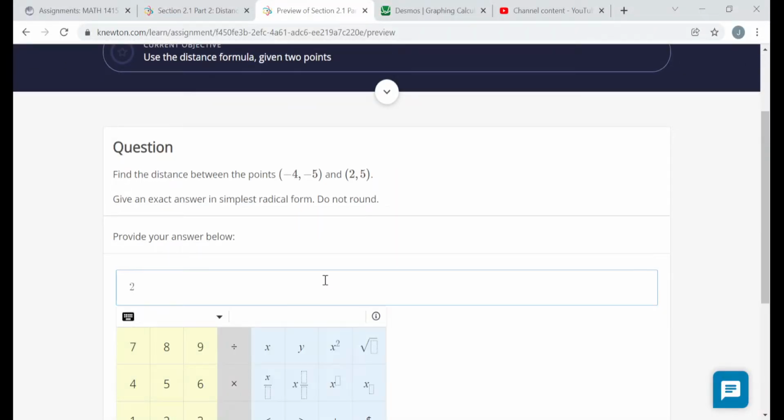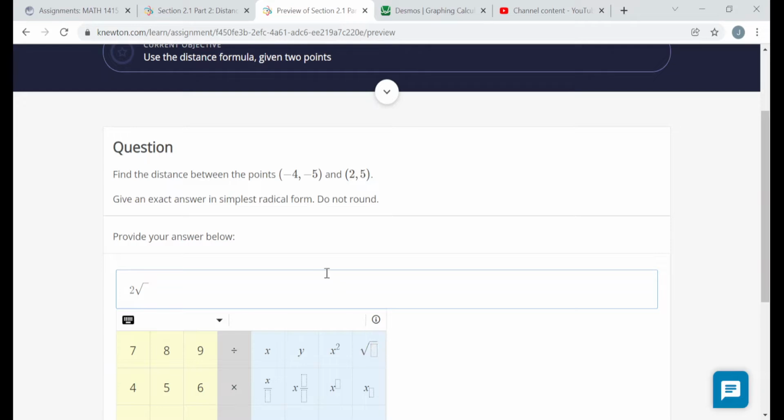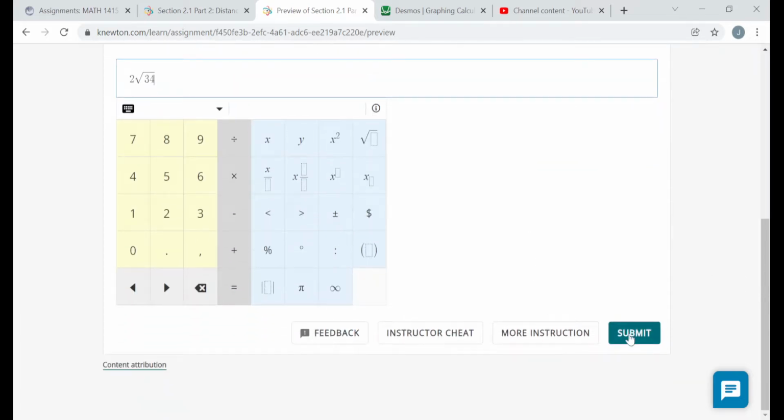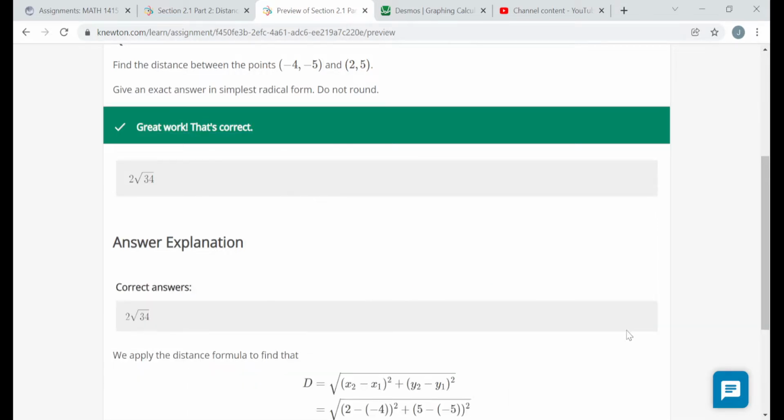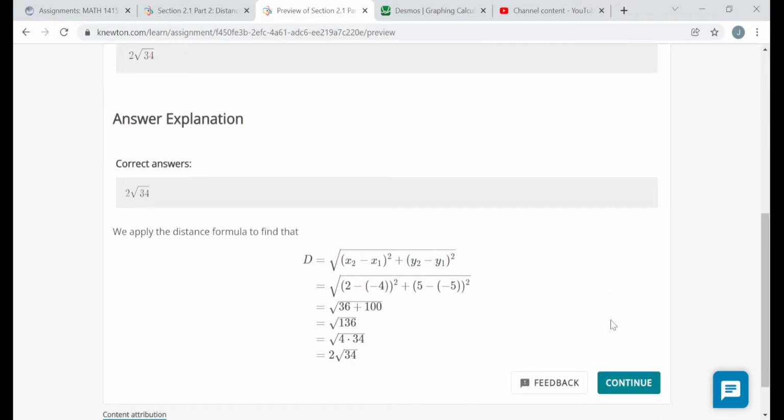So 2 times the square root, there's the square root symbol here, of 34. And that was it, the simplest radical form. Okay, wonderful. So you can draw a picture like I did, or just use the formula. Totally fine either way to find the distance between 2 points. And again, just read through the answer explanations, please.